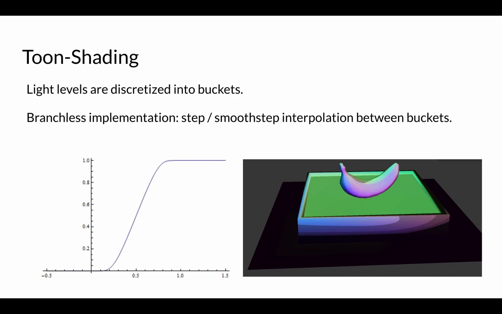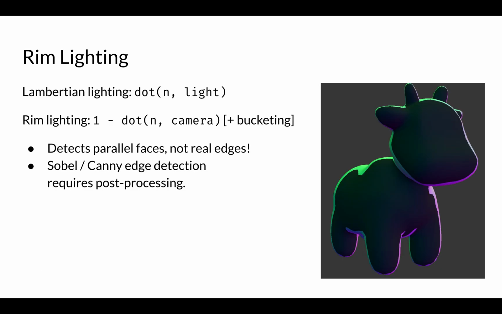For toon shading, the idea is that first we start with a Blinn-Phong shading model, and we want to discretize the light levels. A naive implementation might use branches, but by adding together many step functions, we can avoid branching and speed up the computation.